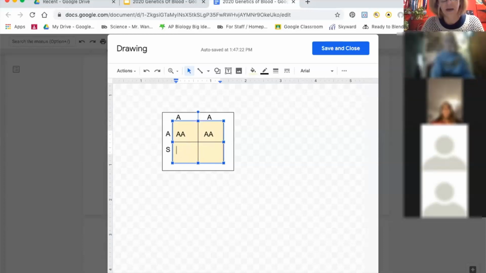And then let's push them up. Then if this one comes down and this one comes across, this person is AS. And this person is AS as well. So that's how you can edit that. That would be a capital S. We don't use lowercase when we do codominance.